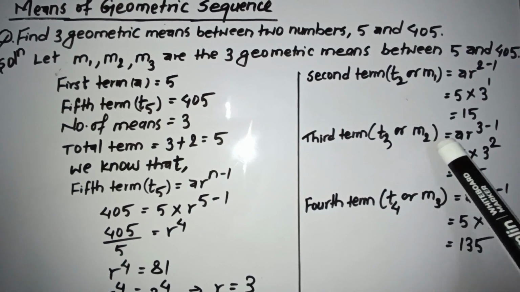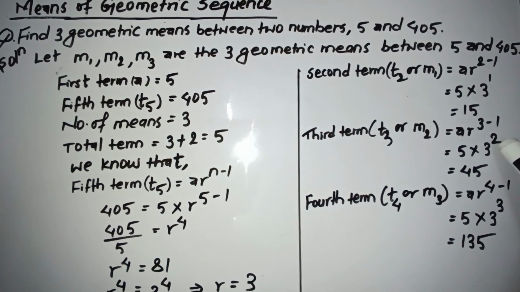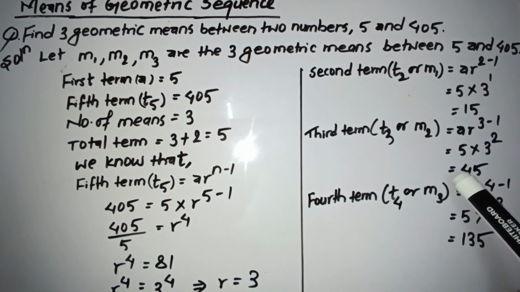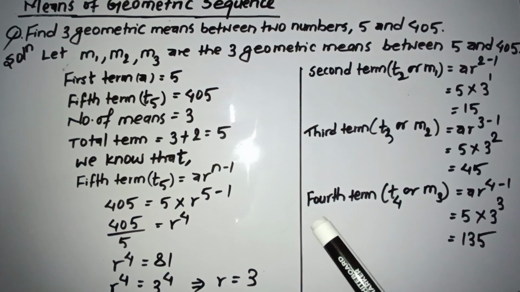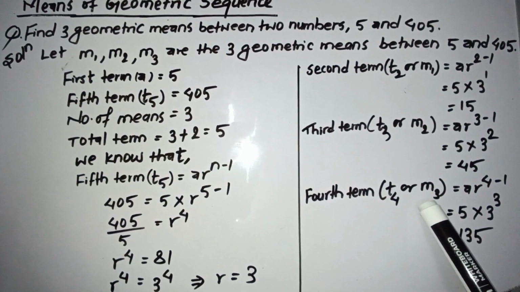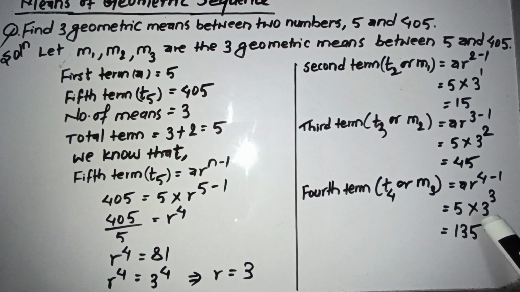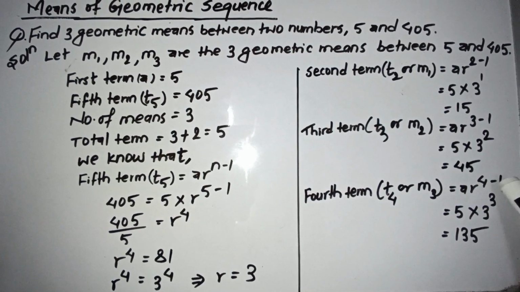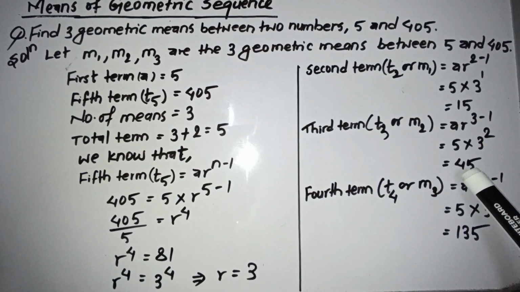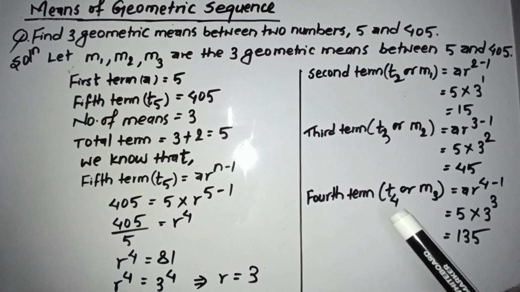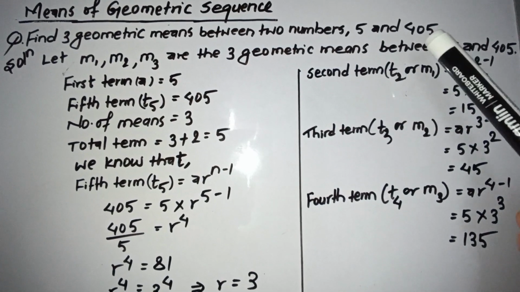Similarly, third term T3 or M2 is equal to a r power 3 minus 1, that is 5 multiply 3 to power 2. We multiply this and we get 45, which is the third term, or second mean. Similarly, fourth term T4 or M3, the third mean, is equal to a r power 4 minus 1, that is 5 multiply 3 to power 3, since 4 minus 1 is 3, and on multiplying this we get 135. So 15, 45 and 135 are the three geometric means between two numbers, that is 5 and 405.